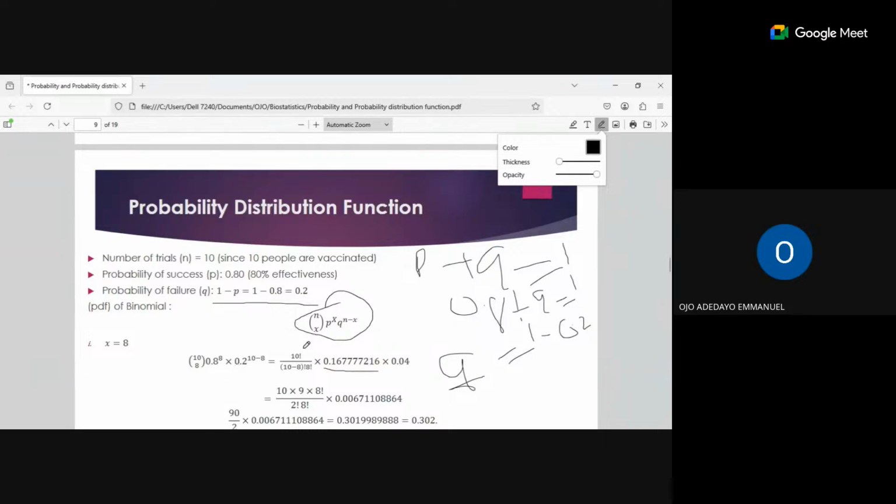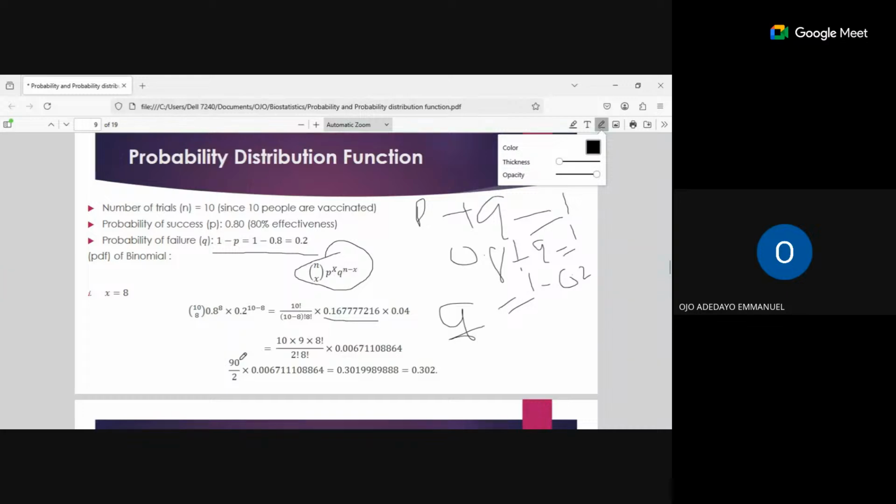The next line is, let's expand this 10 factorial: 10 multiplied by 9 multiplied by 8 factorial. The reason why I stopped at the 8 factorial is that if you look at the denominator here, I'm also having 8 factorial from our formula, so that we can cancel the numerator 8 factorial with the denominator 8 factorial. Now, after doing that, 10 multiplied by 9, we're going to have 90. That's why you are seeing 90 here.